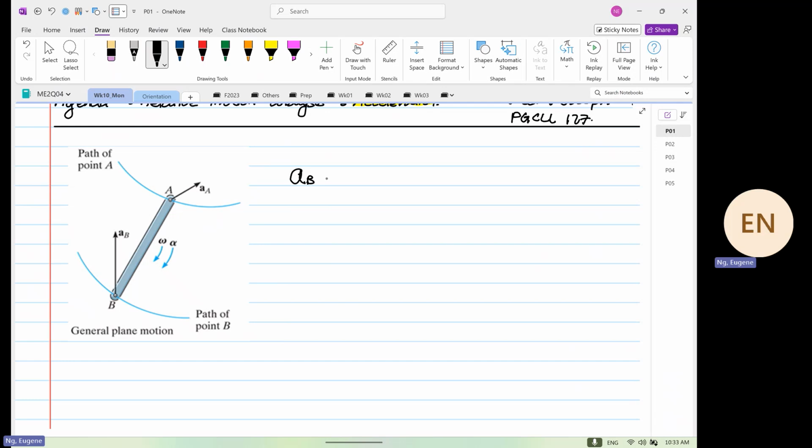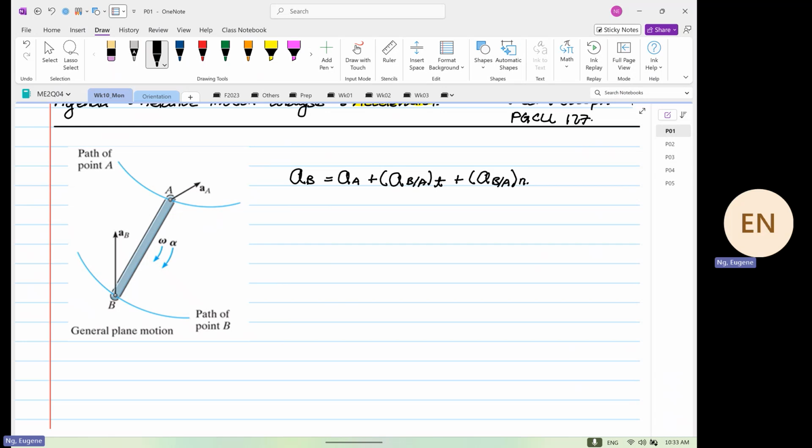acceleration at point B is equal to acceleration at point A. Now, the difference is here. So this is plus acceleration of B from point A, subscript T, and then we have plus acceleration of B from point A, and then we have a subscript N. Okay, so that is the difference we see relative to velocity.